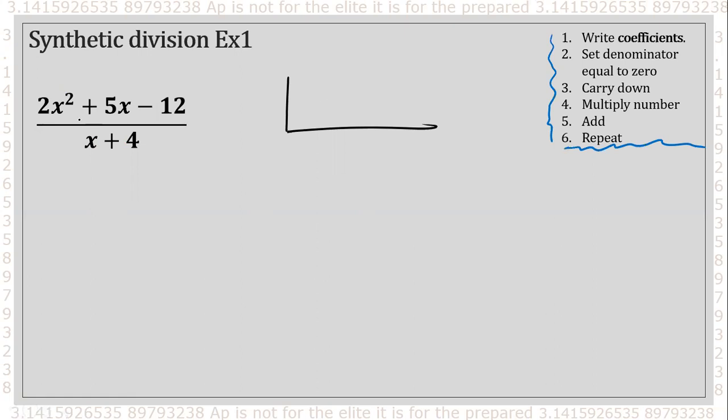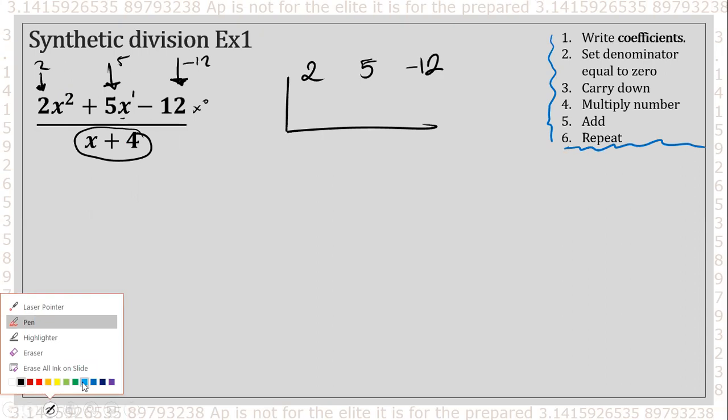So we get the coefficients. In this case, I got a 2, a 5, and a -12. Keep in mind, if you're missing a term, let's say we didn't have an x here and just went from x squared to -12, then we're missing a degree. This is degree 2, this is degree 1, this is degree 0. If you're missing one, you have to put it as a 0. That's very important. So get the constants, 2, 5, and -12, and put them here.